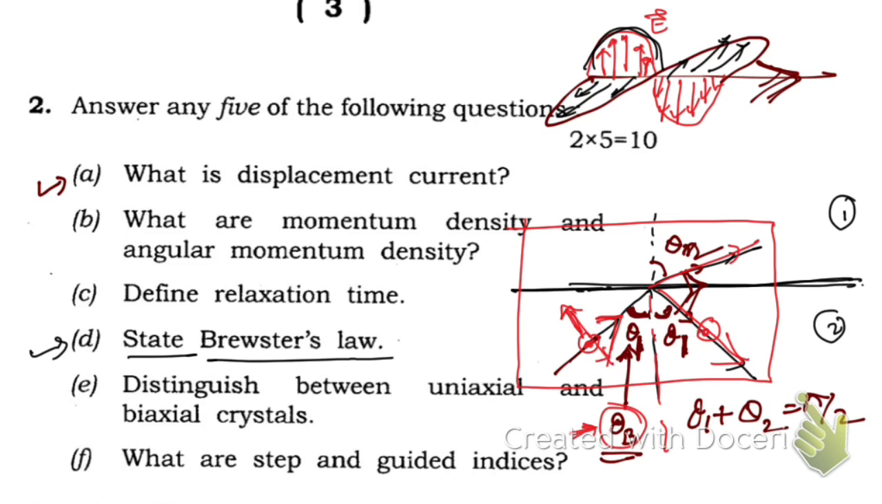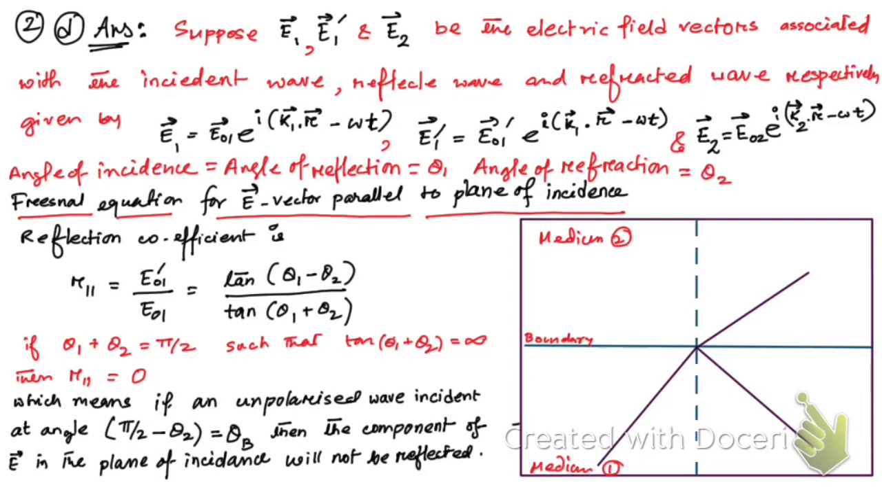So now let me write the answer. Let us suppose this is an unpolarized electromagnetic wave like this. Let me consider this is angle of incidence theta 1, and now you see, we know angle of incidence is equal to angle of reflection, so let it also be theta 1. So this is the incident wave, and this is the reflected wave, and this is the refracted wave, and this angle is, suppose, theta 2.